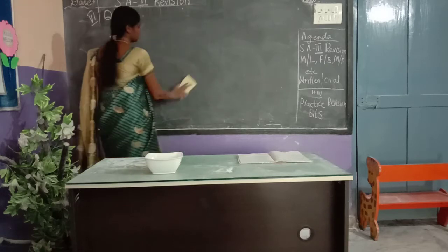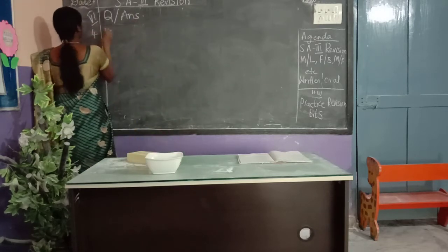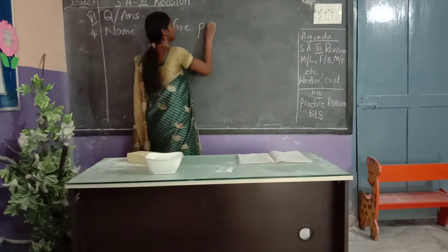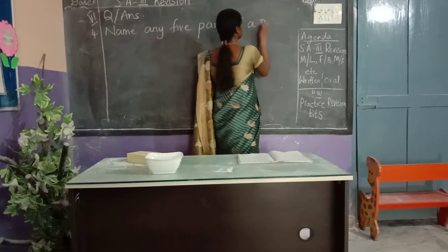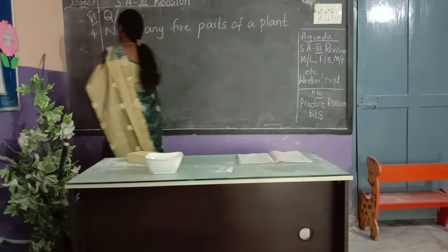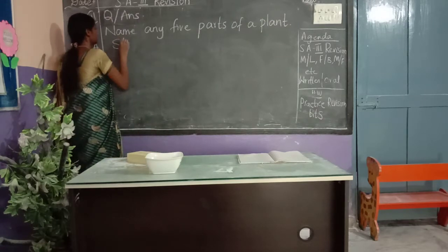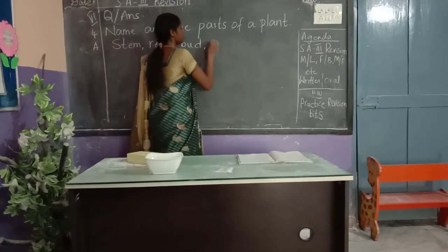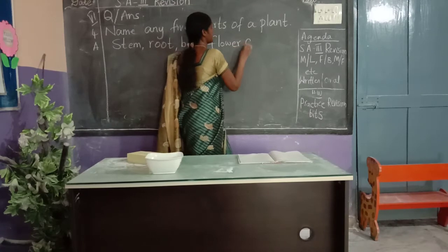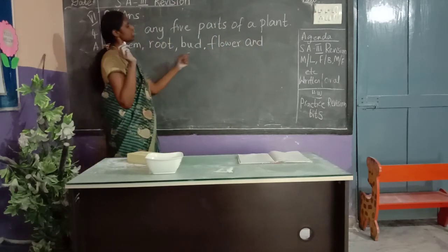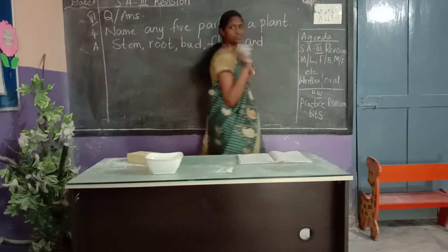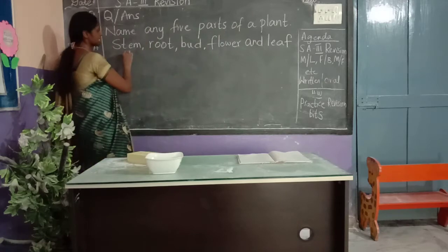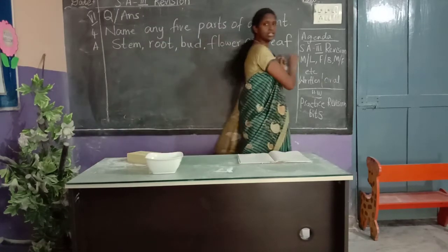Now, next fourth question. Write down the fourth question. Name any five parts of a plant. Do you remember, children, parts of a plant? Now you have to write any five. Can you tell me what those are? Stem, very good. Root, very good. Bud, very good. And flower. One, two, three, four. One more you need to write. Leaf, L-E-A-F. So, name any five parts of a plant: stem, root, bud, flower and leaf.